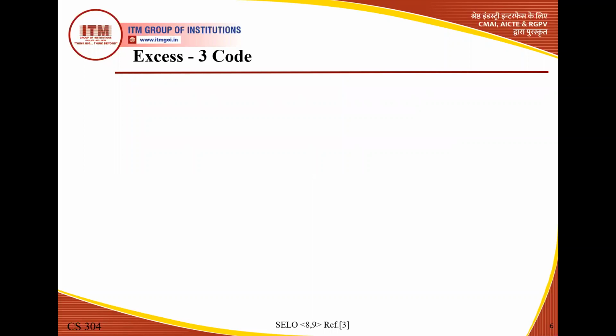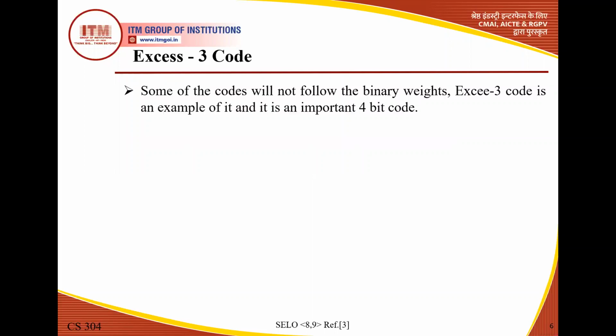Now we discuss the Excess-3 code. It is a very important code. Excess-3 means adding an extra amount of 3. Some codes do not follow the binary weight, and Excess-3 code is an example of it. It is an important 4-bit binary code. So the representation of Excess-3 is 4-bit, and it is a non-binary weighted code, a code in which the weight is not considered, like Excess-3 or Gray code.